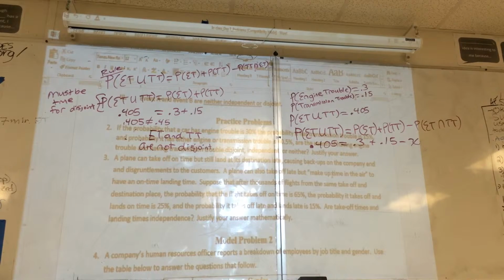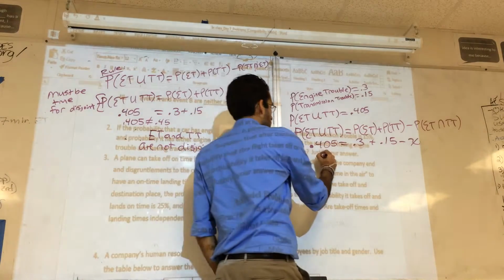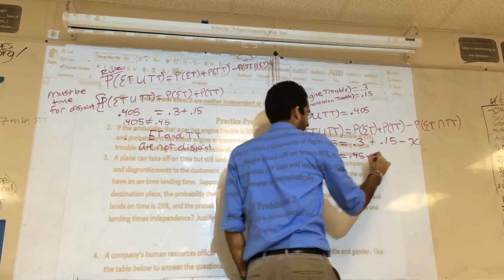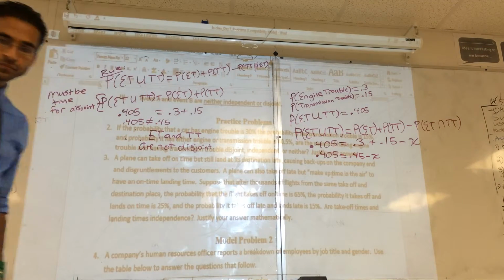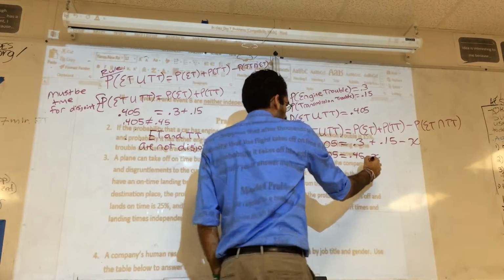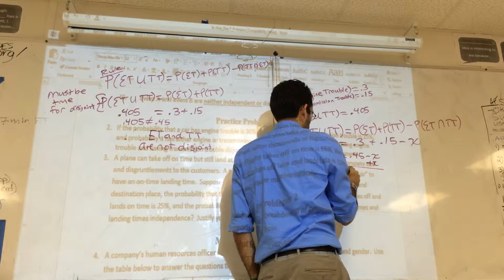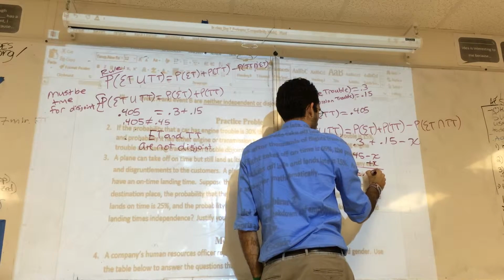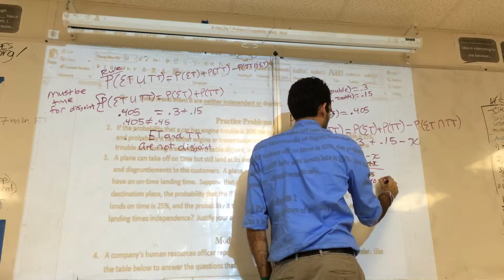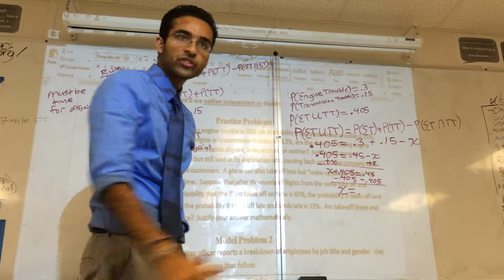In order to check whether it's independent or not, just give me 2 minutes and then it'll become clear. So now this says 0.405 is equal to 0.45 minus X. So add X to both sides, minus this over here. Some very baby algebra right now. So X is 0.045.